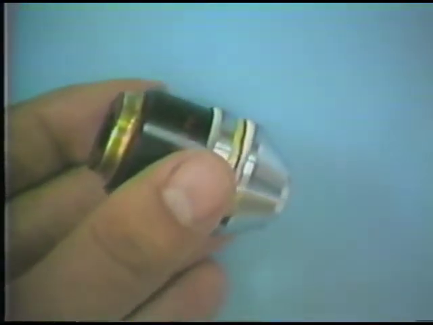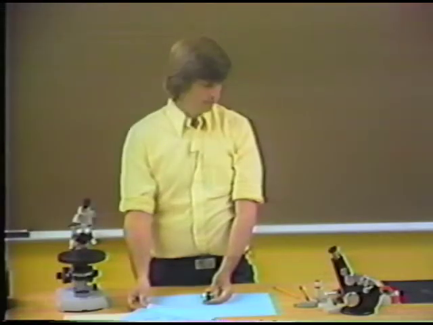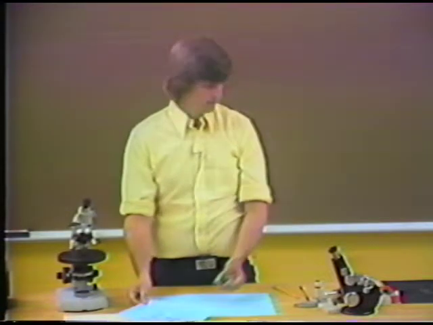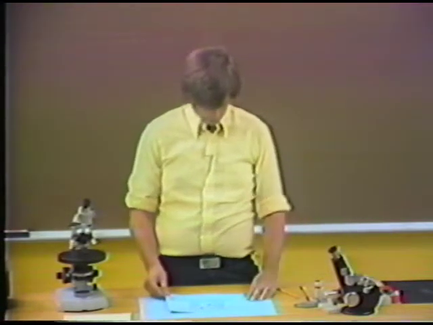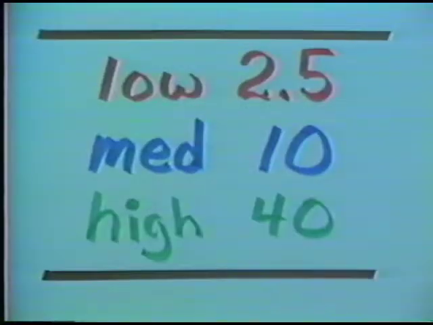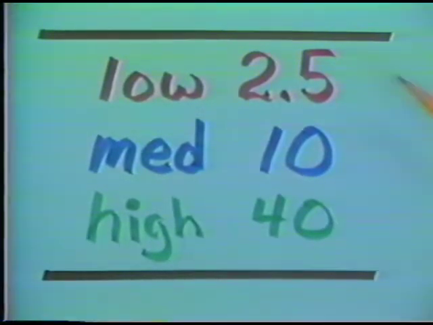Well, the normal complement of objectives on a microscope includes a low power objective, which in the case of the Zeiss microscope is typically about 2.5x, and that's an indication of the magnification that it provides. A medium power objective, which has about a 10x magnification, and a high power objective, which is 40 times magnified.